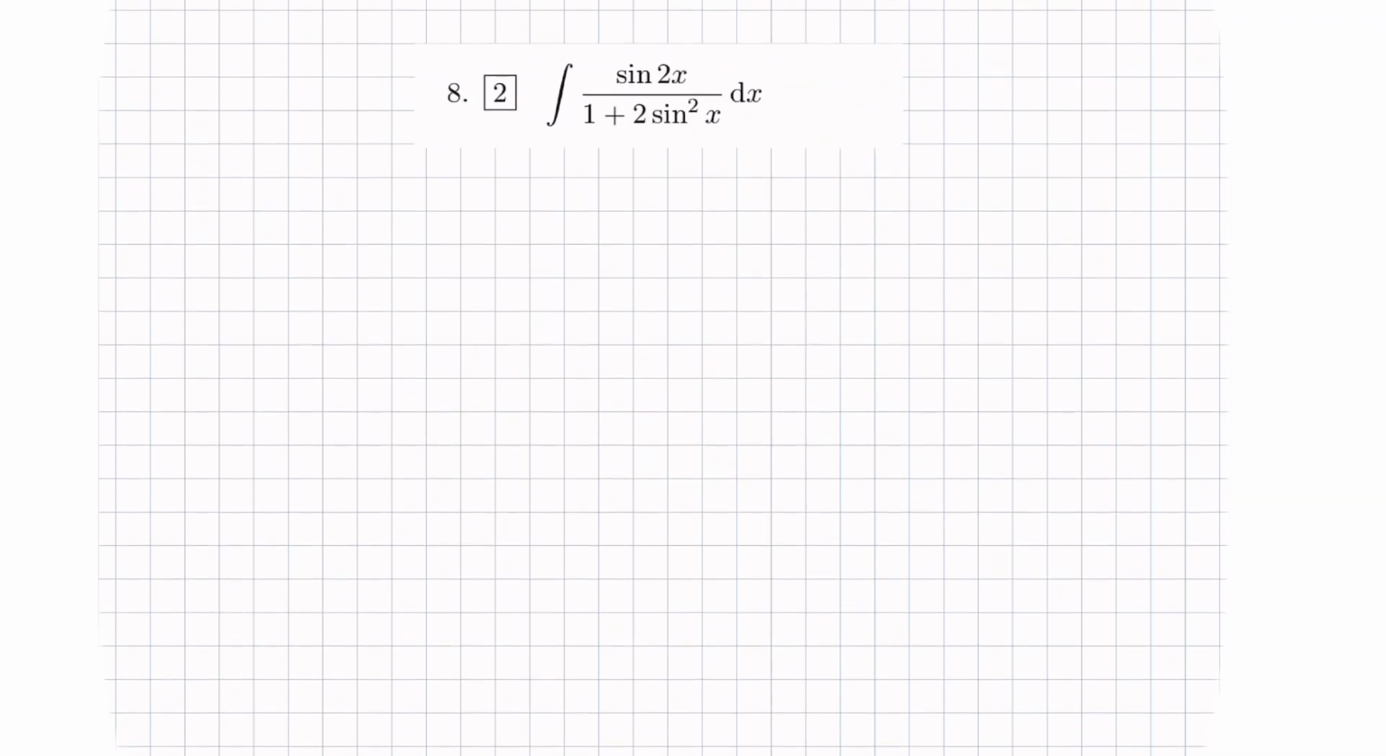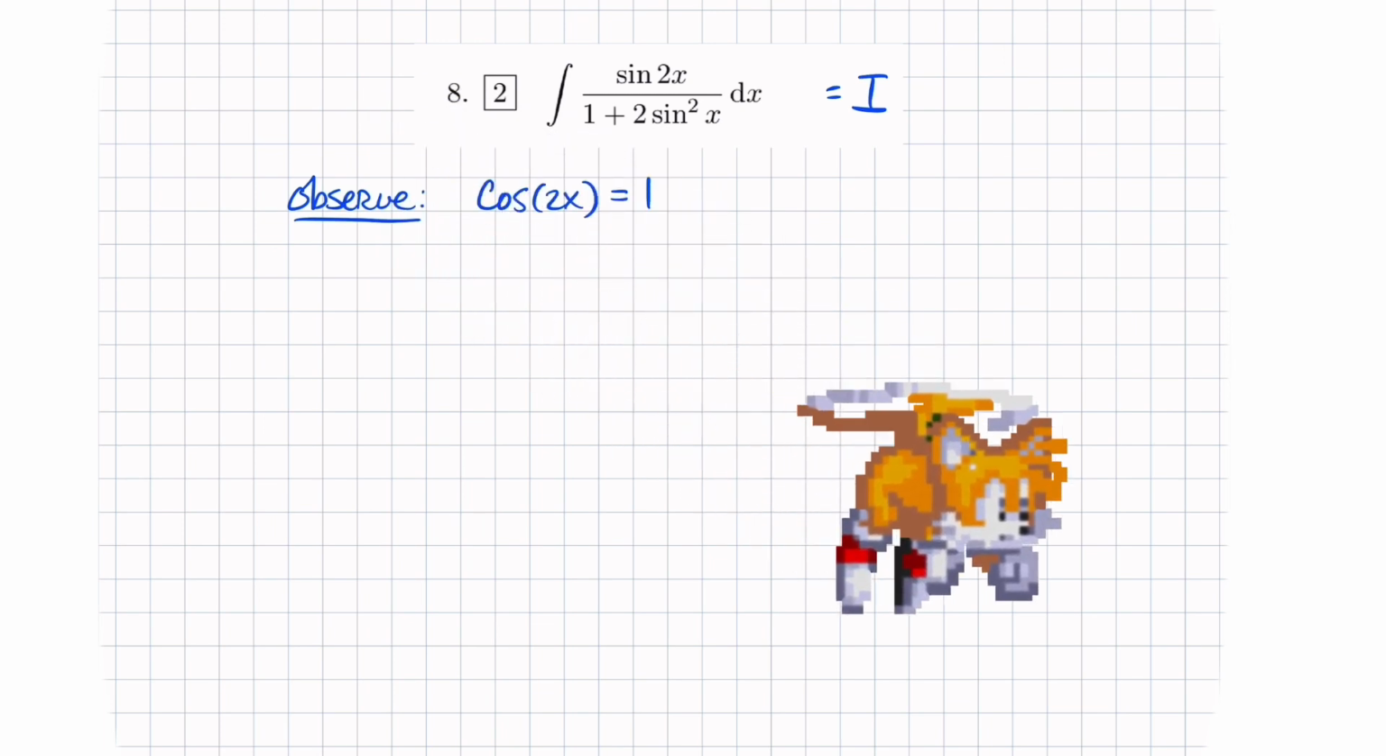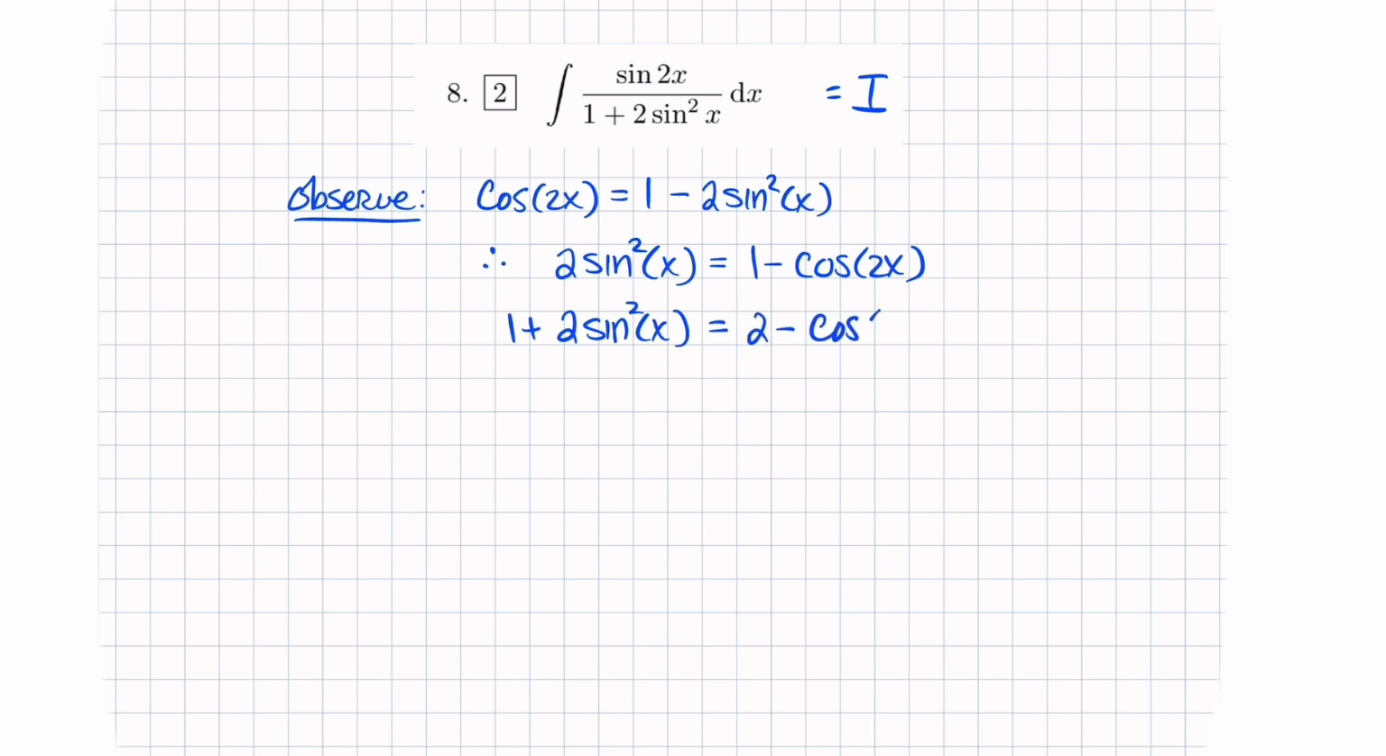On to number 8. The integral of sine of 2x over 1 plus 2 sine squared x dx. We're going to observe that the cosine of 2x is 1 minus 2 sine squared x, and so we can use this to rewrite our denominator in terms of cosine of 2x. So 1 plus 2 sine squared x would give us 2 minus cosine 2x. So now we have the integral of sine of 2x over 2 minus cosine 2x dx.